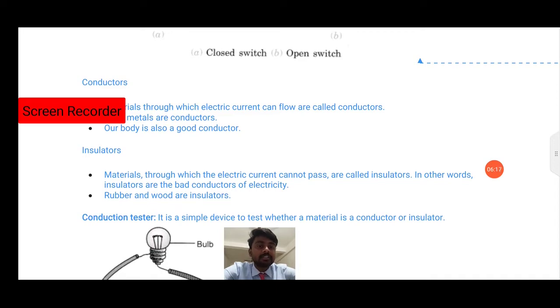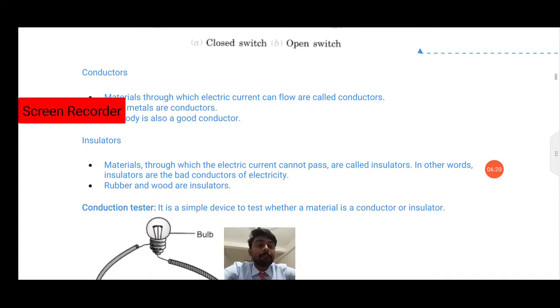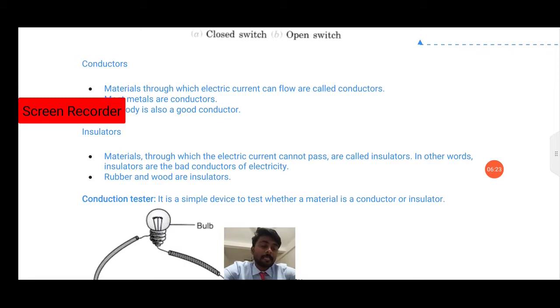The materials through which the electric current cannot pass are called insulators. In other words, insulators are bad conductors of electricity. Understand? Okay. Rubber and wood are insulators. You can see the wood and rubber. So these are all examples of insulators.